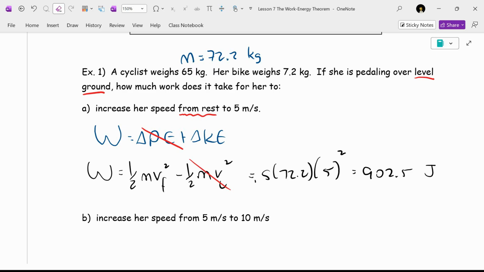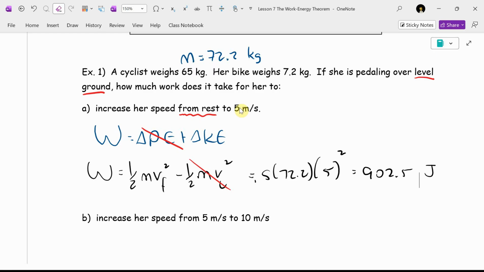How many joules? 902.5. And I wrote all the sig figs because we're going to do a little comparison. B. Charlie, what's B asking me to find? How much work to increase from... By the way, from rest to 5 meters per second, how big an increase is that in meters per second in your head? From 5 to 10 meters per second, how big an increase is that? But you're not going to get the same answer.